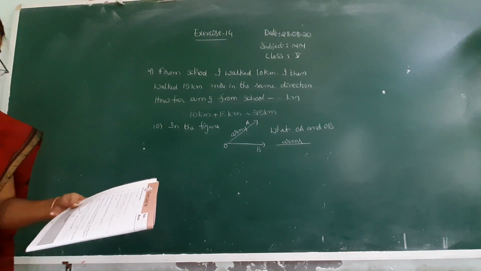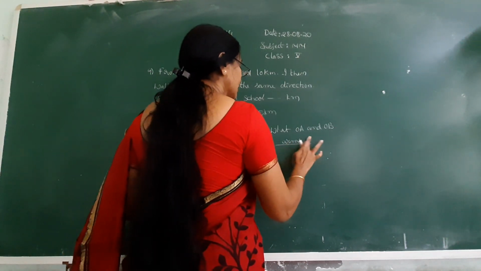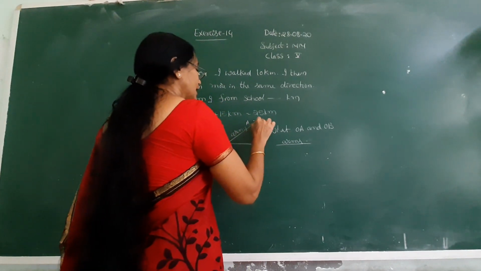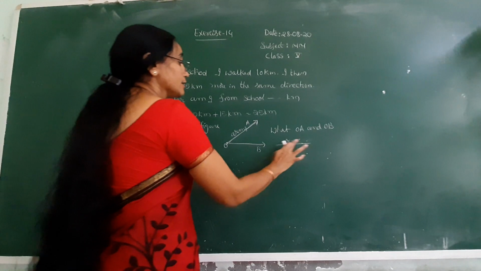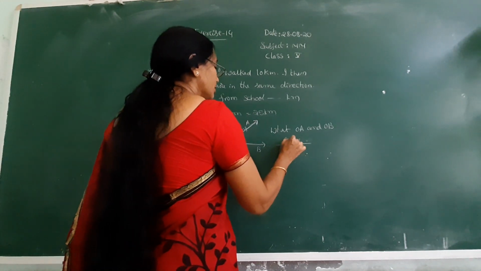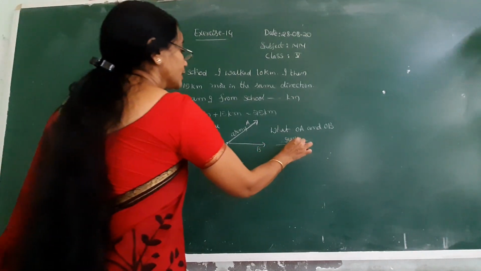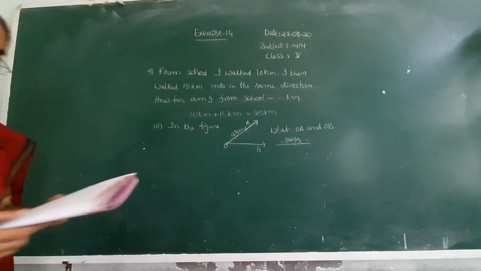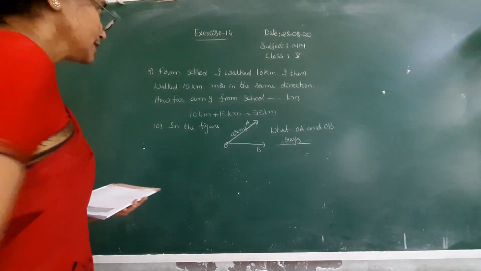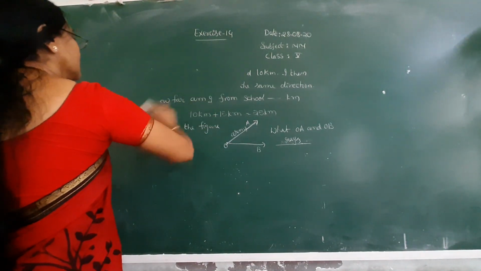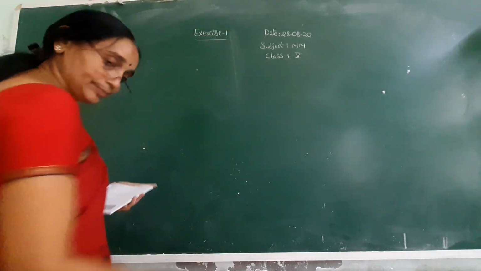Here the given line segments, rays, they given. Okay, so rays. So here this is a ray. Ray means it has one direction and it has one initial point also. Okay, so OA and OB are rays. See the next problem, next exercise 15.